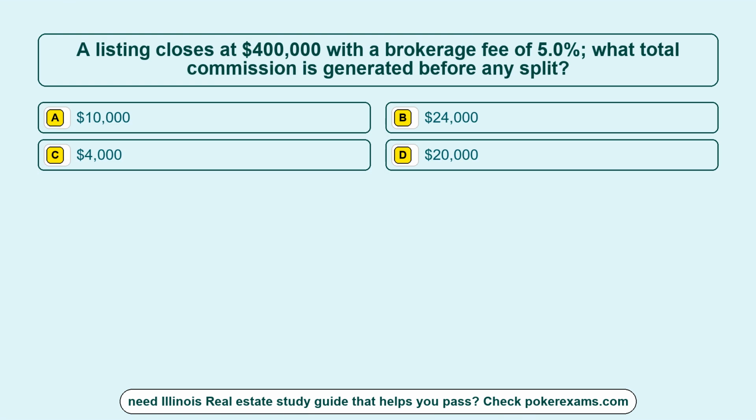Question 12. A listing closes at $400,000 with a brokerage fee of 5.0%. What total commission is generated before any split? Option A, $10,000. Option B, $24,000. Option C, $4,000. Option D, $20,000.